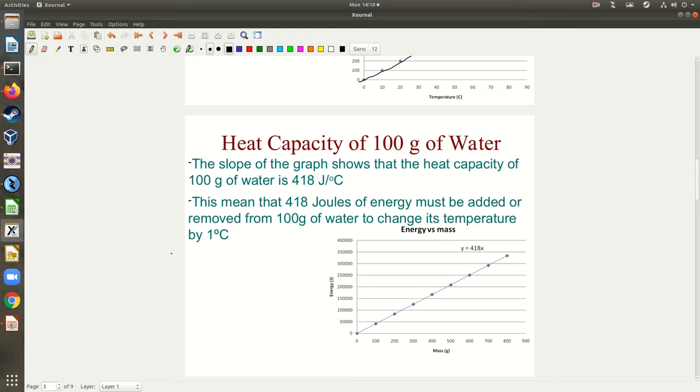Well, the slope of the graph shows that for 100 grams of water, it's 418 joules per degree Celsius. That means you need 418 joules of energy added to move 100 grams of water to change its temperature by 1 degree, either up if you want to put the energy in, or down if you want to take the energy away. And so when you found that slope, you'll see that it's 418.